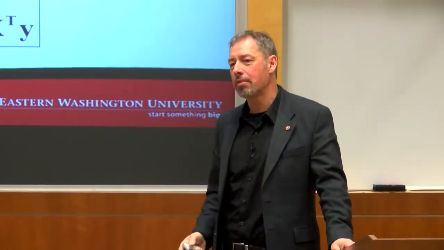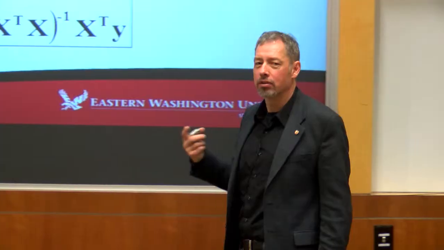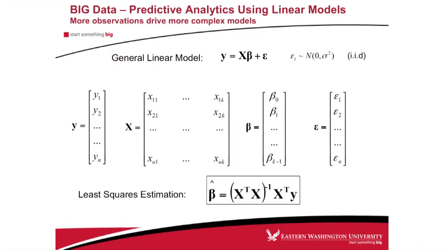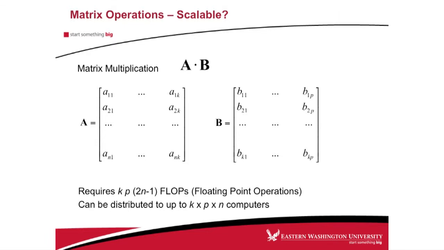Now, with big data, I may have thousands, 100,000s of variables, and doing those types of calculations, even with multi or parallel computing, can be extremely complicated. Just some simple math here: if you multiply 2 matrices of dimensions n times k and k times p, that's going to require k times p times 2n minus 1 flops. That's fairly easily scalable, so you can do it one element at a time on different computers.